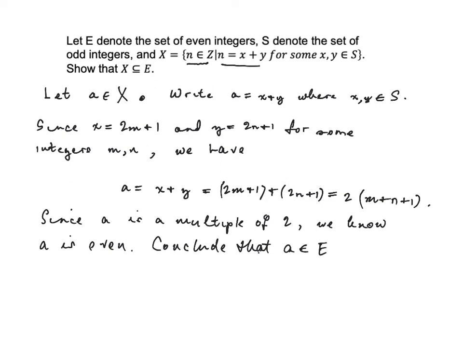Okay, so I want to point out how the proof began and how the proof ended. We want to show that X is a subset of E. To do that, we began with an arbitrary element A in X. We did some stuff. And then we concluded that A was an element of E. Every subset proof looks more or less like this.